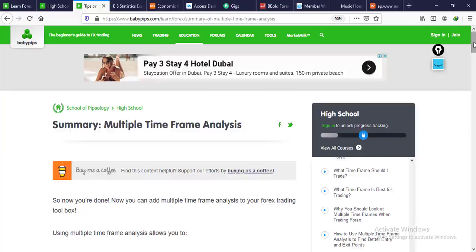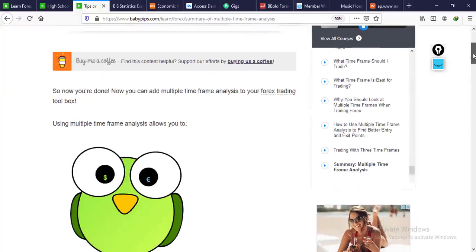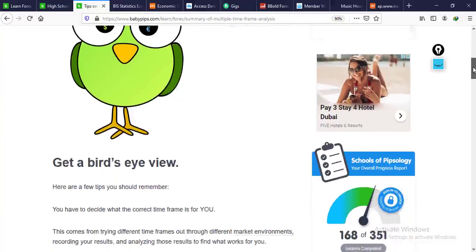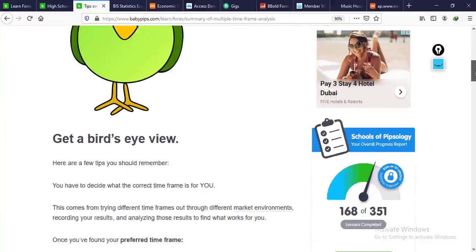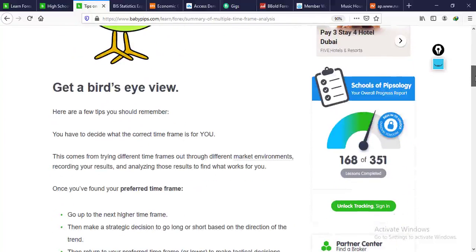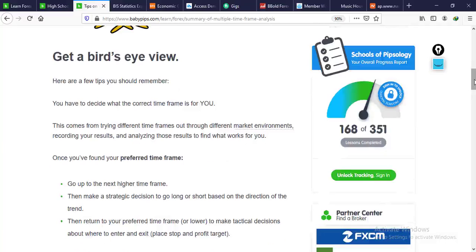So now that you have done your class on multiple time frame analysis, okay, add this to your forex trading toolbox. Multiple time frame analysis helps you to get a bird's eye view, you know, birds fly in the skies and they see everything. So you use multiple time frame analysis. You have to decide which time frame is best for you.